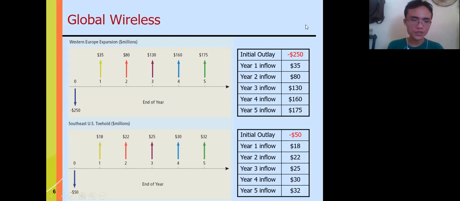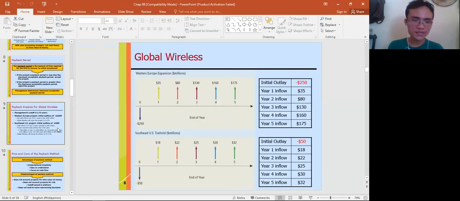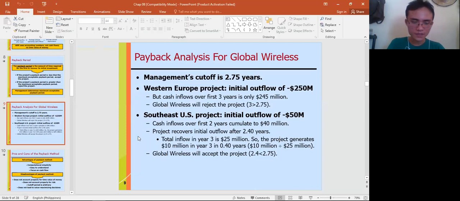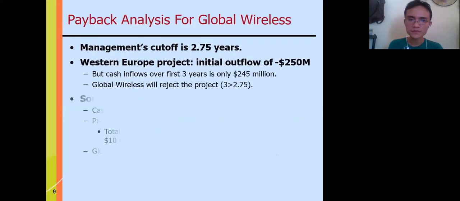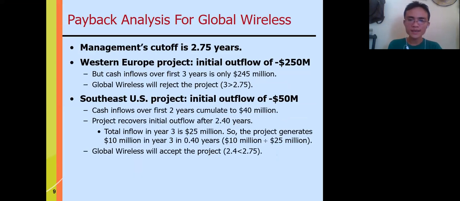Okay, so if we go back to that analysis, that's why it is said here that we will have to reject the project because the payback period is 3.03. I think it is rounded off into 3, which is greater than the 2.75 standard. So reject the project. All right, what about the Southeast US project?